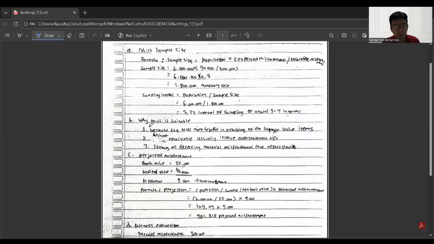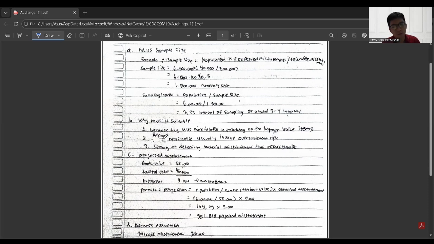So in part B, why is MUS suitable? First, because MUS is more helpful in tracking larger value items. It tracks high-money transactions more, because those are very risky and can influence the maturity. That is the meaning of this at first.